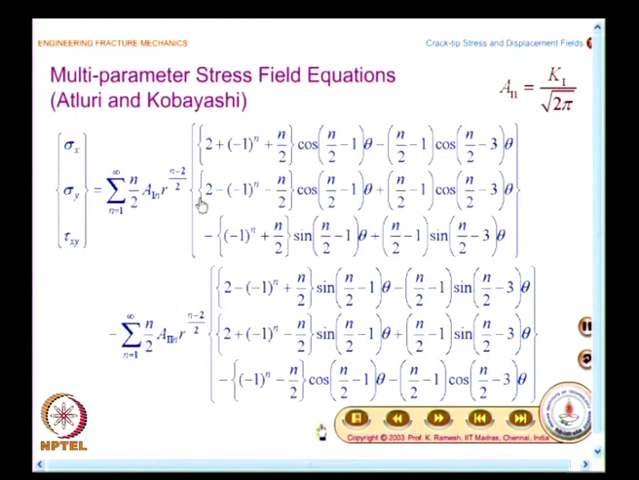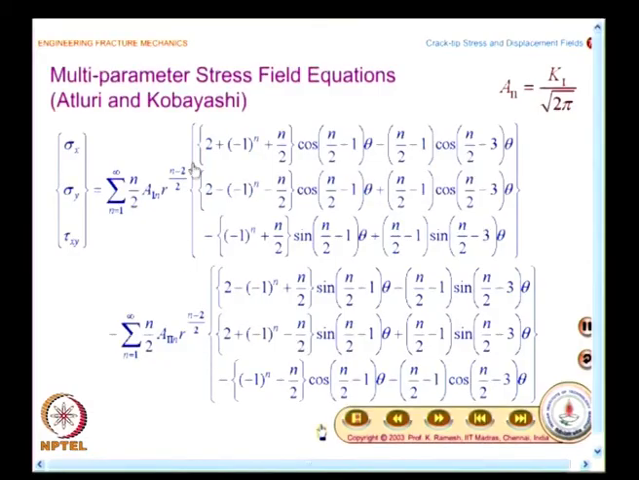And here you have the terms expressed in terms of the variable n varies from 1 to infinity, and you have terms corresponding to mode 1 and terms corresponding to mode 2. The advantage of such an expression is it is easy to write a computer software which would take as many terms as possible for data processing, and in these solutions if you take as many terms as possible, it closely models the stress field.